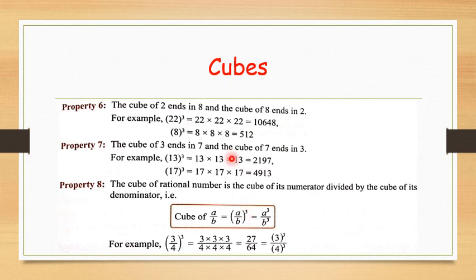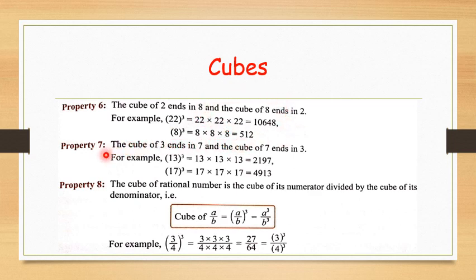Property number 6. The cube of 2 ends in 8. Any number having 2 at its unit place, its cube always has 8 at its unit digit. And any number ending with 8, its cube has 2 at the unit digit. अगर किसी नंबर के एंड में 2 होगा तो उसका क्यूब में 8 होगा, और किसी नंबर के एंड में अगर 8 होगा तो उसके क्यूब में क्या होगा, 2 होगा. ये भी एक इंटरेस्टिंग फैक्ट है, you have to know it.